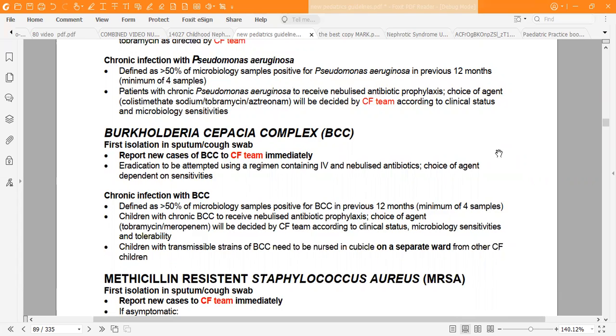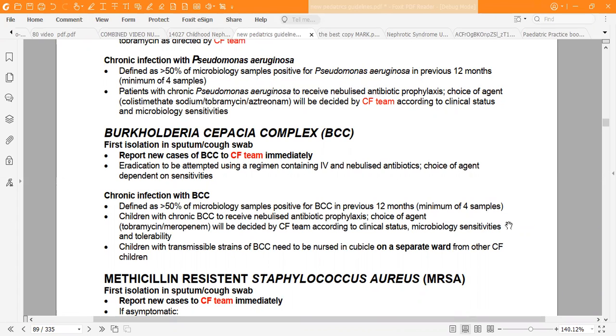Children who have chronic BCC infection receive nebulized antibiotic prophylaxis. The choice of agent, tobramycin or meropenem, will again be decided with the CF team. The CF patients who are colonized with the BCC will receive nebulized antibiotic prophylaxis.